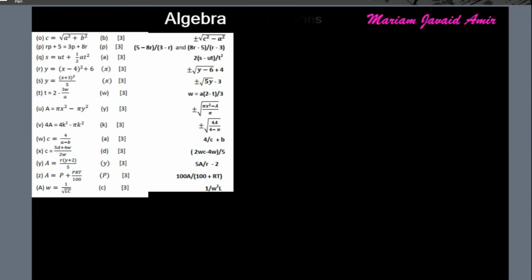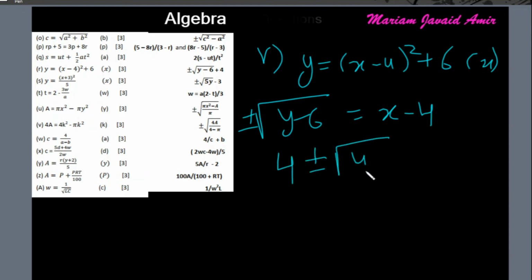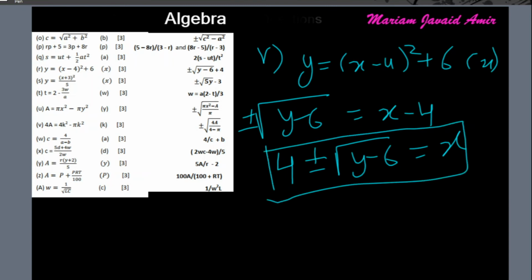Part R is y equals x minus 4 whole square plus 6. We have to make x the subject. Move 6 first, then take under root and we write plus minus with it. So we're left with x minus 4, then move 4. So 4 plus minus under root y minus 6 equals x is the answer for part R.